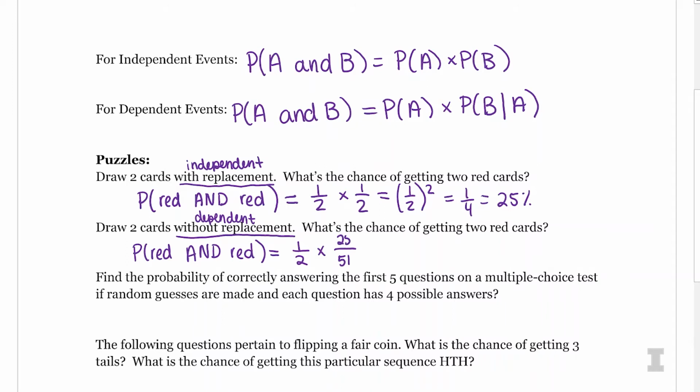Right. And if the question said, what's the probability of getting a non-red and then a red, then my second probability actually wouldn't be 25 out of 51. It would be 26 out of 51 because I'd still have all of the reds intact. I'd just take out a non-red card first.